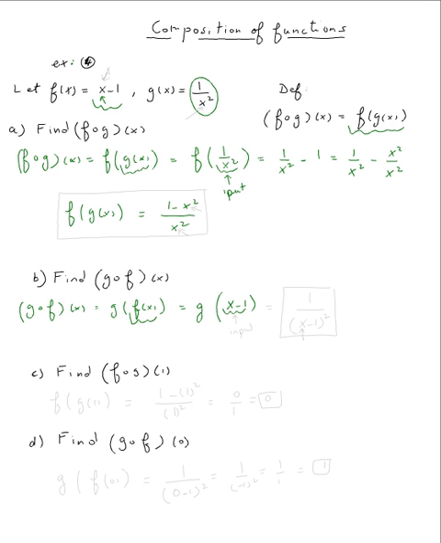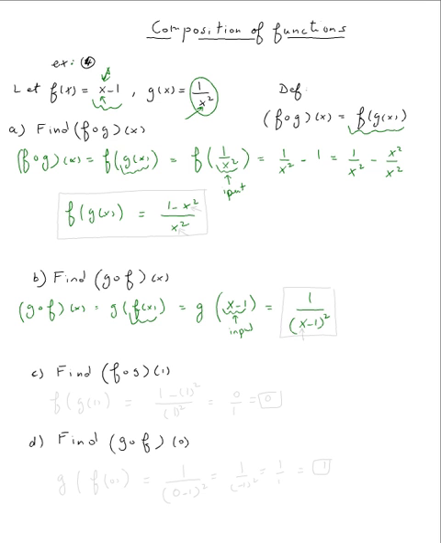Our input is x minus 1. So we need to plug in x minus 1. g of x minus 1 means we need to plug x minus 1 into this x. g is right there. So this is going to be equal to 1 over x minus 1 squared.